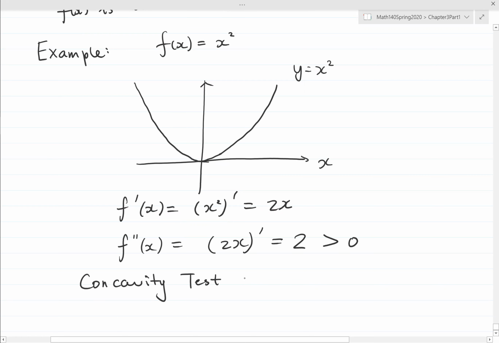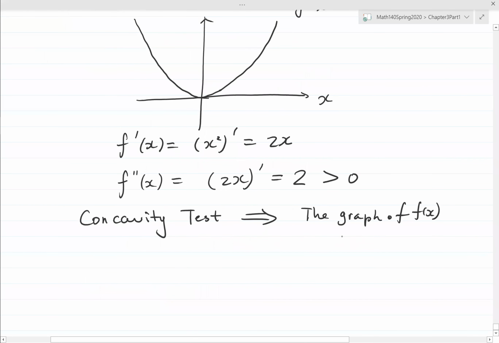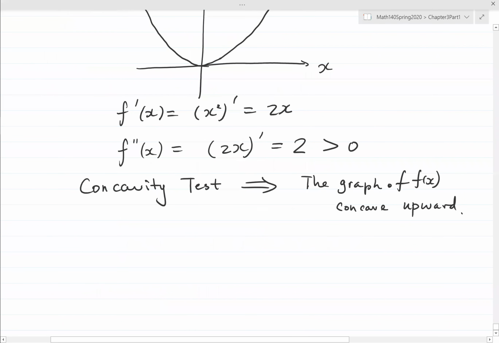The concavity test tells us that the graph of f concaves up, concaves upward.